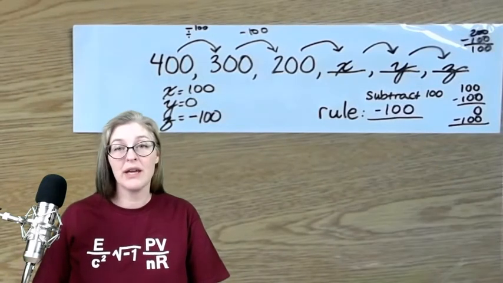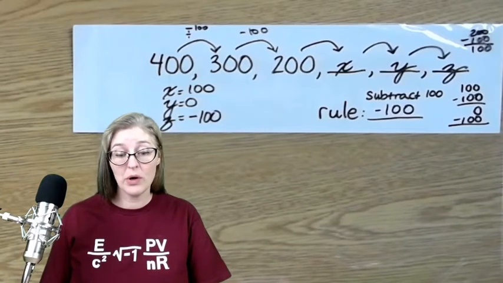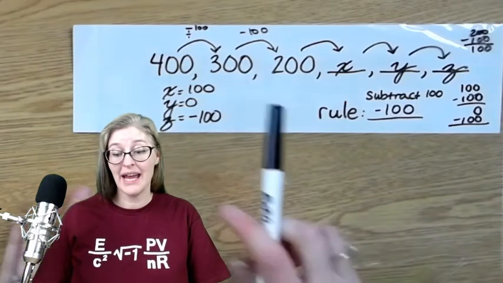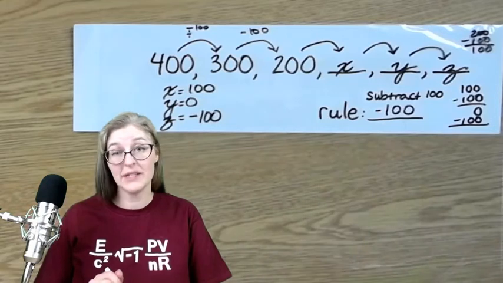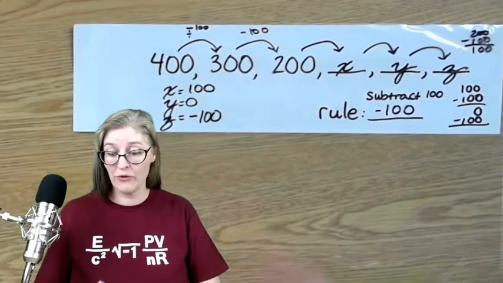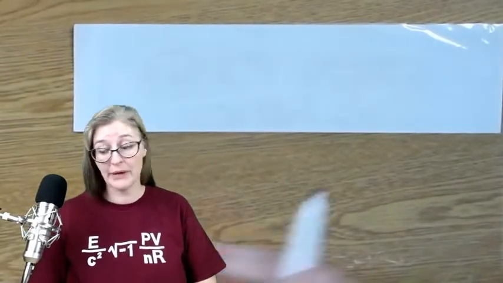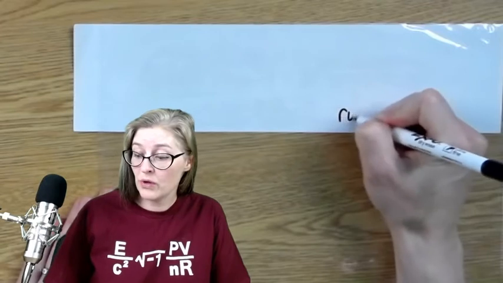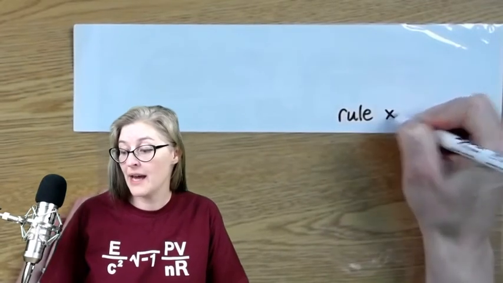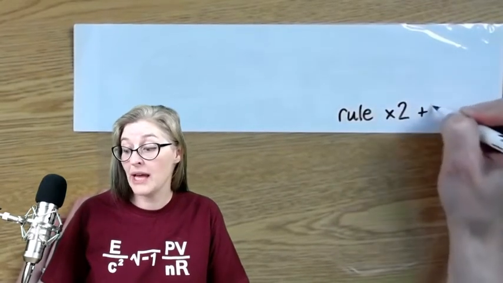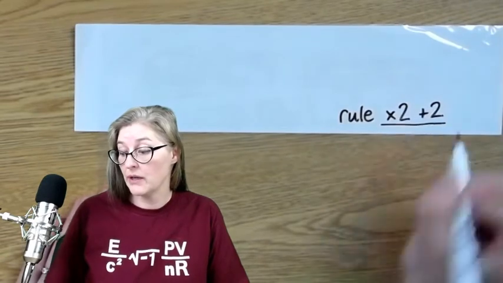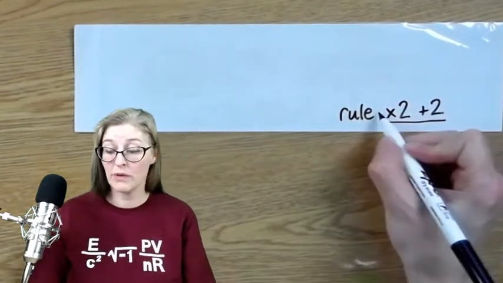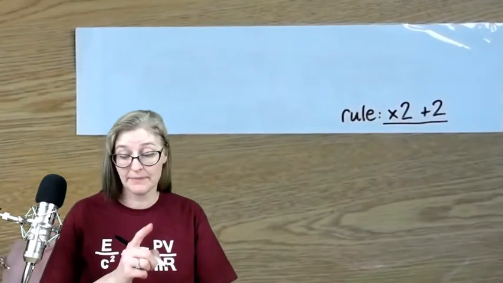So while you're working on patterns, it is important to remember that sometimes it's not always the same rule over and over and over again. So this time I'm going to start with the rule and have you build the pattern. The rule for this one is times 2 plus 2. You might have a pattern with more than one operation.